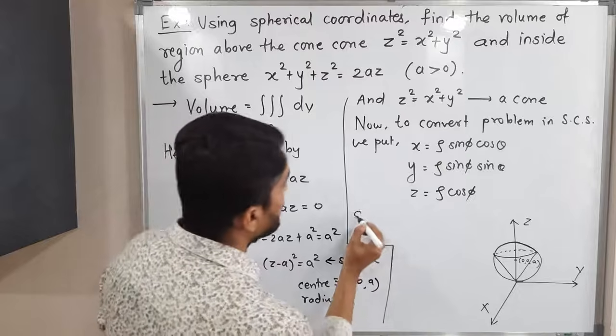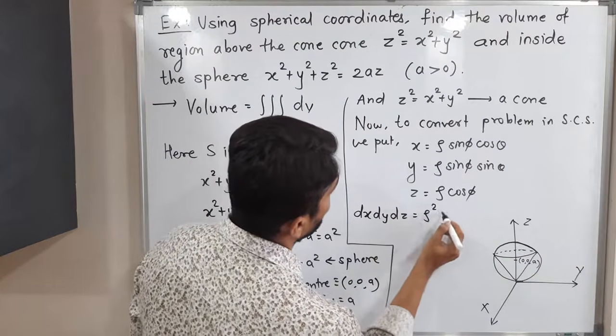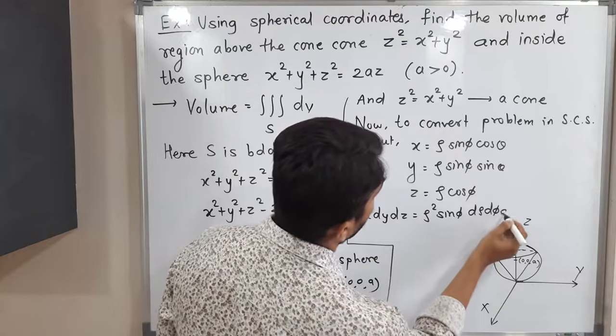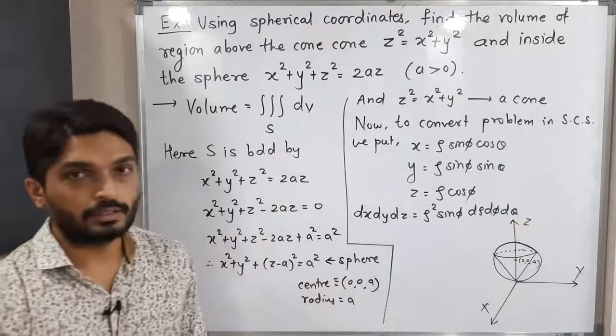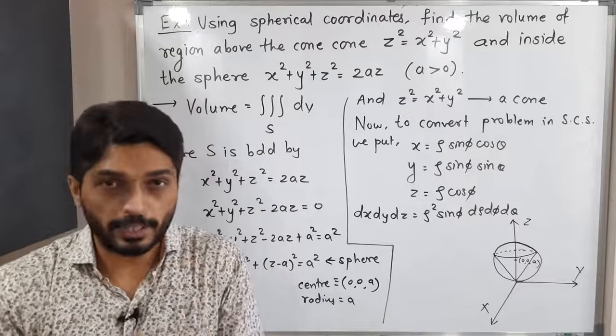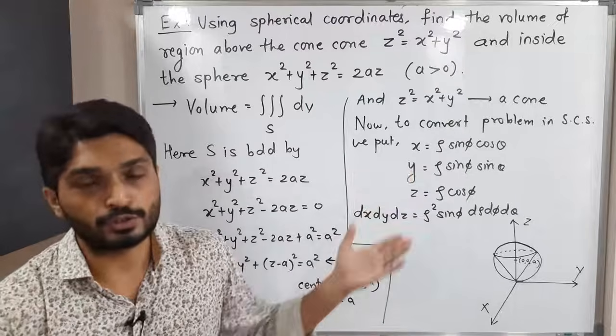Then obviously dx dy dz will be rho square sine phi d rho d phi d theta. So this is the value of the Jacobian. When we do substitution, we are supposed to find the Jacobian. Its value we have already calculated, since these are standard substitutions.